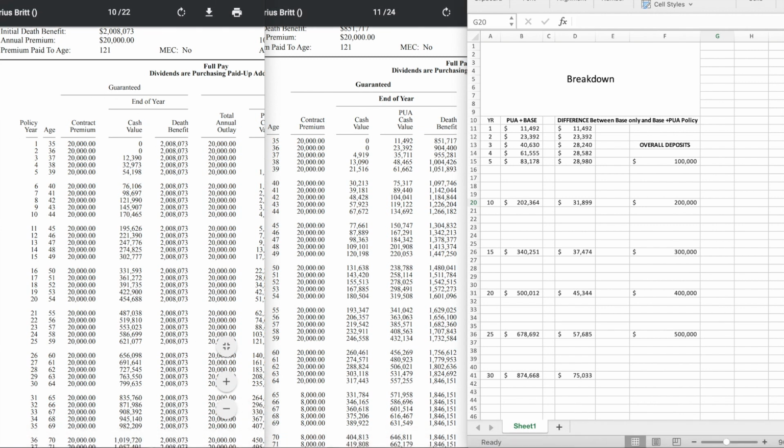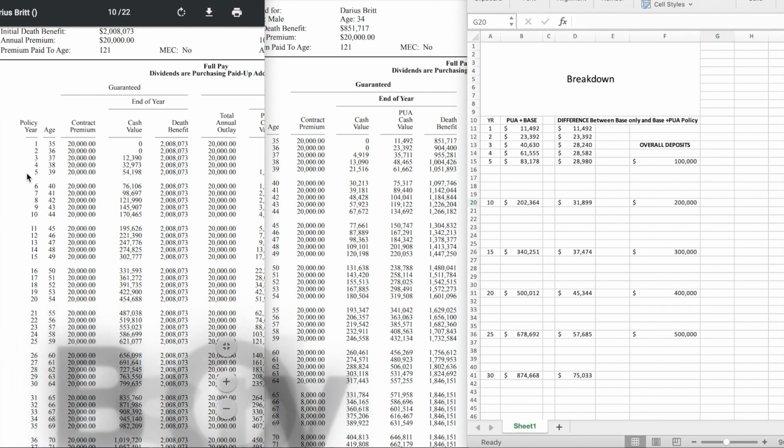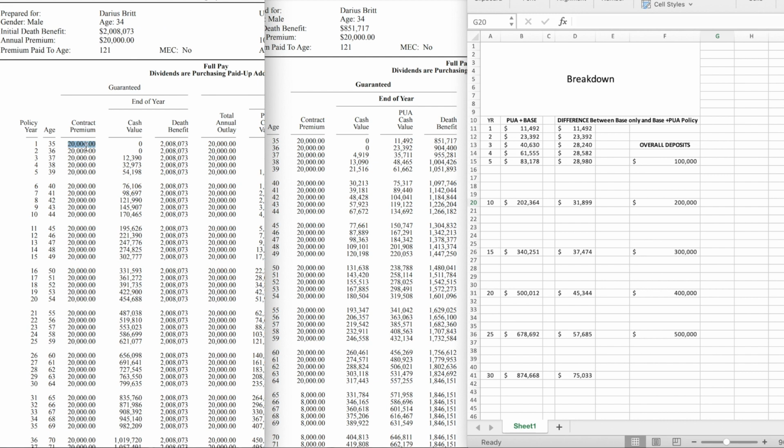So right now on the left-hand side, if you can see my cursor, we're going to call this policy 1. Policy 1 is a base only policy. What do I mean by base only? This is a traditional whole life policy. If you notice, this is a $20,000 policy, and $20,000 is only buying death benefit. So in this case, the majority of this money has been put into the base section of this policy, which is the death benefit.